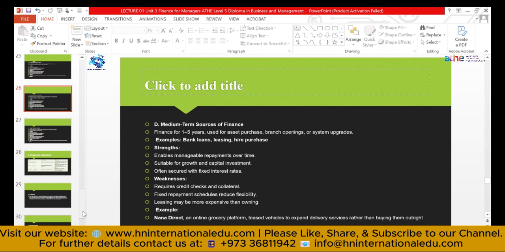However, it requires credit checks and collateral. That is, again and again, you need to see whether you're able to repay it or not. Fixed repayment schedules reduce flexibility. Why does it reduce flexibility? Because you're bound to pay on that fixed date and time.